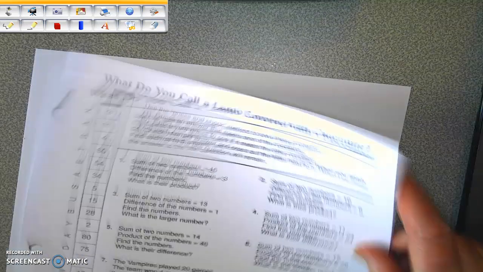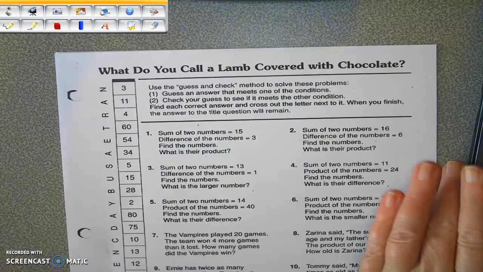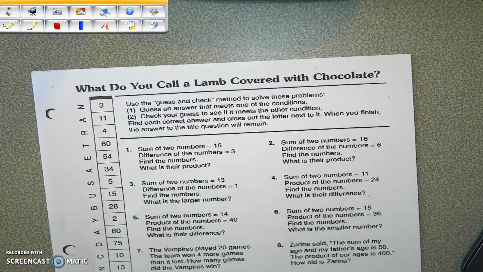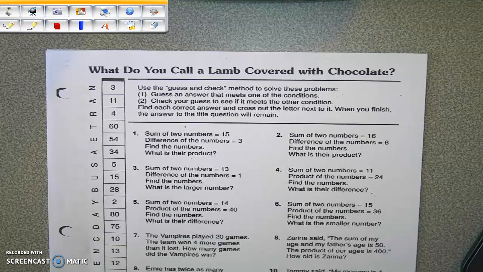Once you have that on a piece of paper, the next thing I want you to do is to read the instructions. So let's read the instructions together. Use the guess and check method to solve these problems. Guess an answer that meets one of the conditions. Check your guess to see if it meets the other condition. Find each correct answer and cross out the letter next to it. Okay, find each correct answer.